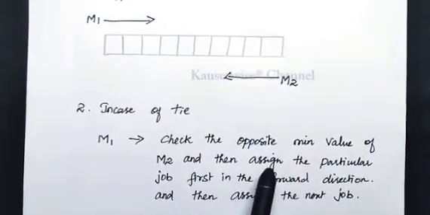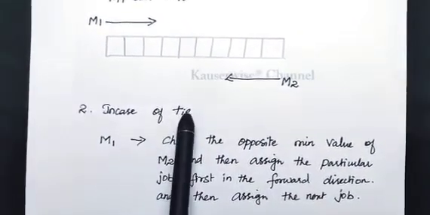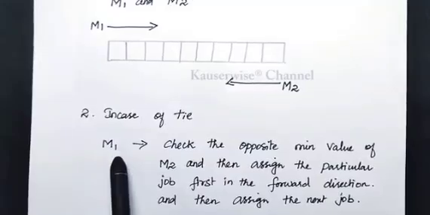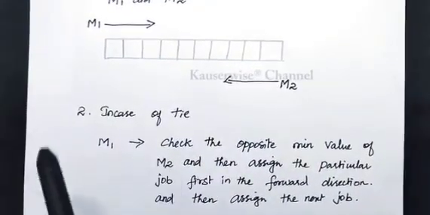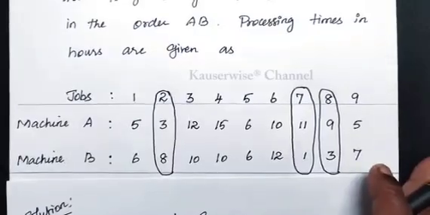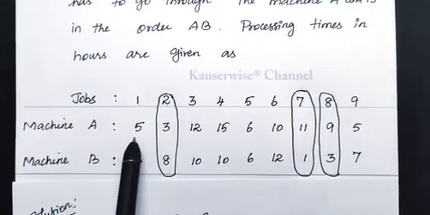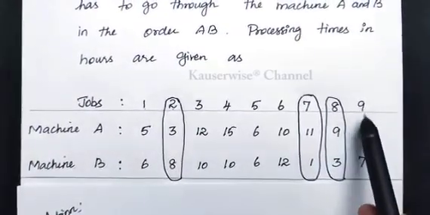Okay, so this is the procedure in case of tie in machine 1. So we need to find out the minimum value in the opposite machine, that is machine 2. Now see the solution. See the problem. Here the minimum value is 5, no? Job 1 as well as job 9.